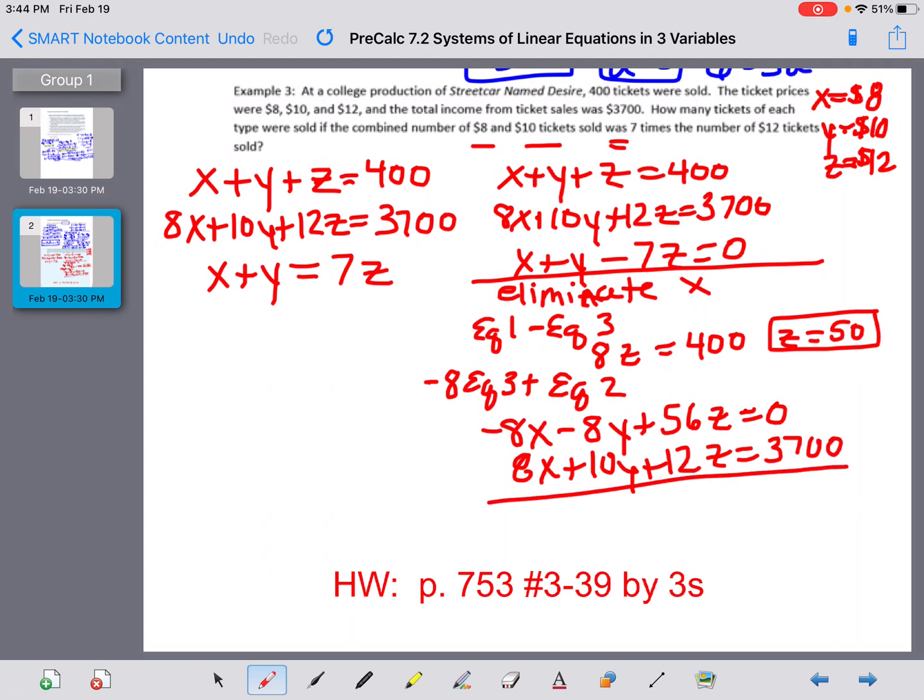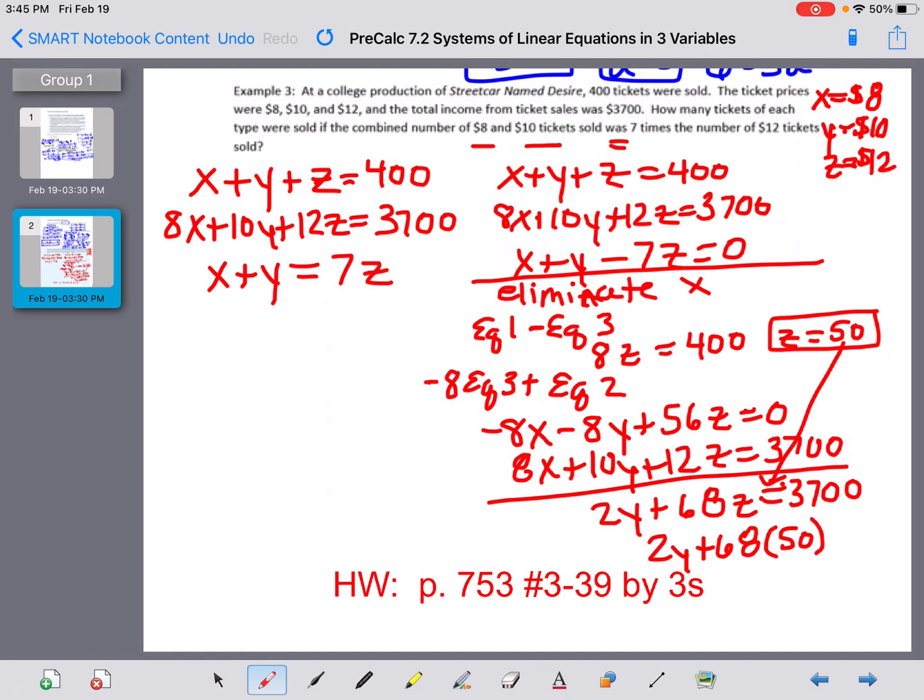My x's eliminate. I get 2y plus 68z equals 3,700. And now what's super nice is because I already know what z is, I can plug it in. 2y plus 68 times 50. I really hope I did my math right there. I guess I'll find out shortly, huh? 68 times 50. 2y plus 3,400 equals 3,700. So 2y equals 300, and y equals 150. I think I'm good.